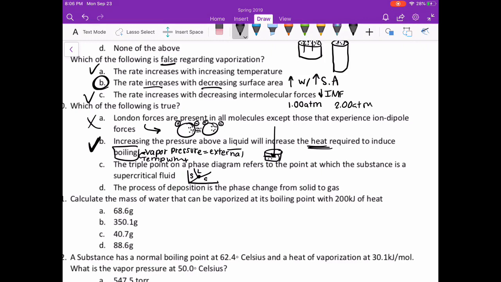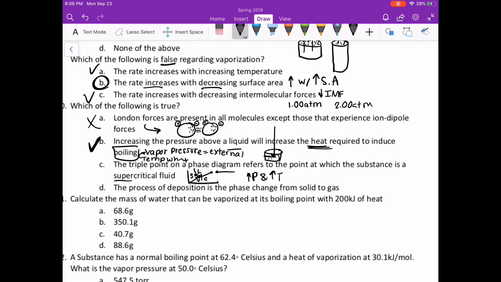Oh, look, I even drew a little phase diagram. Beautiful. So D, the process of deposition is a phase change from solid to gas. And I know that is false. That's going to be sublimation. Deposition is going to be the reverse. It's gas to solid.